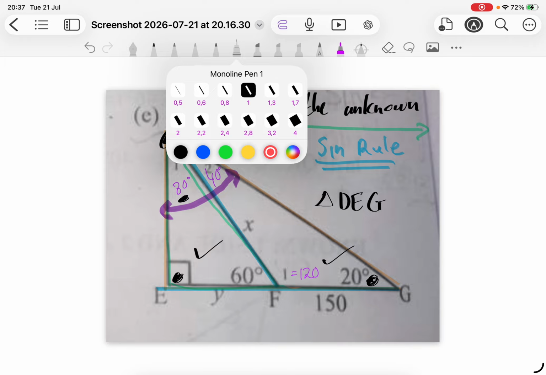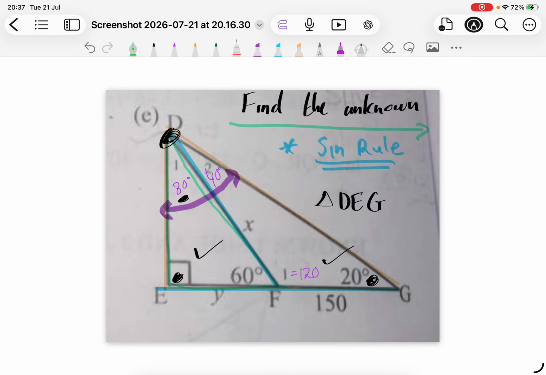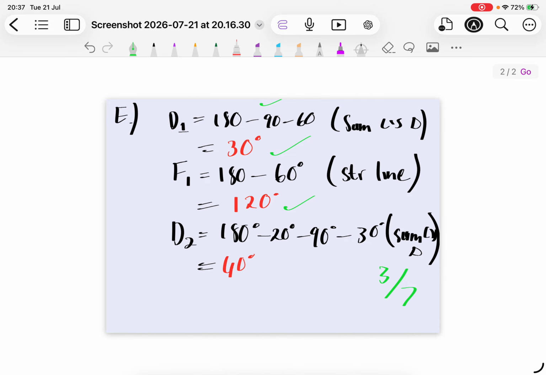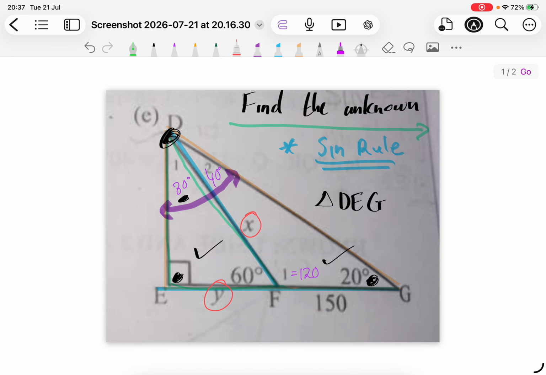Let me just increase this. The unknown sides that I'm looking for are my x and my y, right? Now, how many marks are you going to get for these? I would say you would get 2 marks each, hence the 7 marks. Remember, your angles are your 3 marks, and then 2 marks for your x, 2 marks for your y. Now, let's make that true, guys.